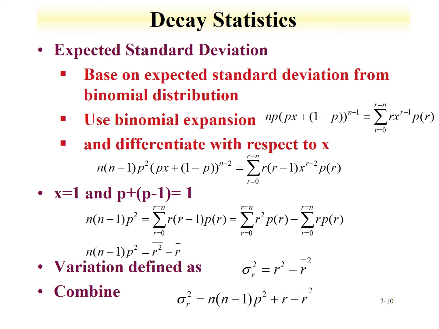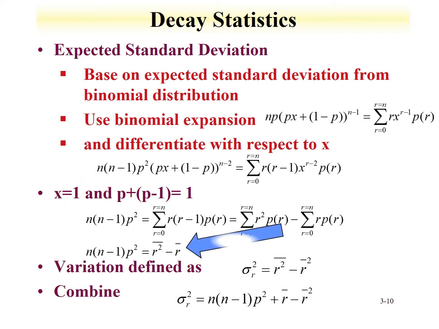So one can use this information that we've described to evaluate the expected standard deviation from the binomial distribution. We use the binomial expansion, as we described previously on page 3-6, and we differentiate with respect to x. So we get the conversion of this equation to this equation. Set x equal to 1, and p plus p minus 1 equals 1. The equation then becomes what's shown here.